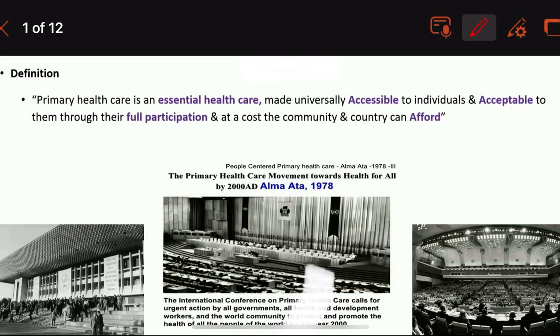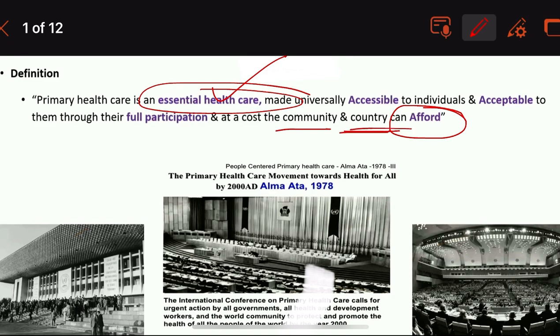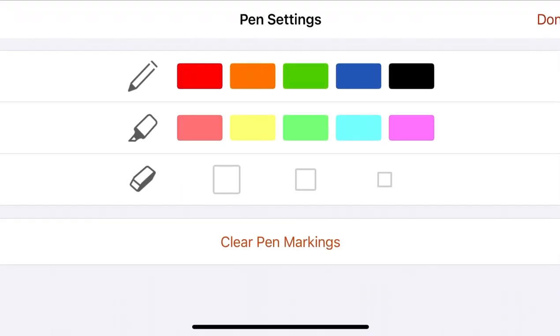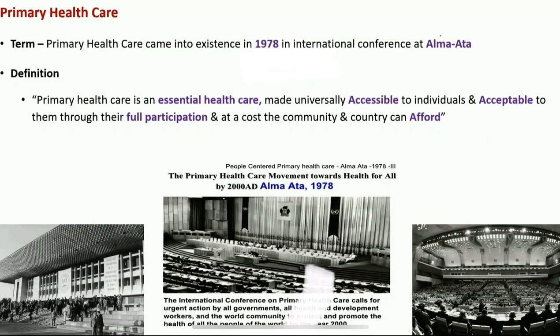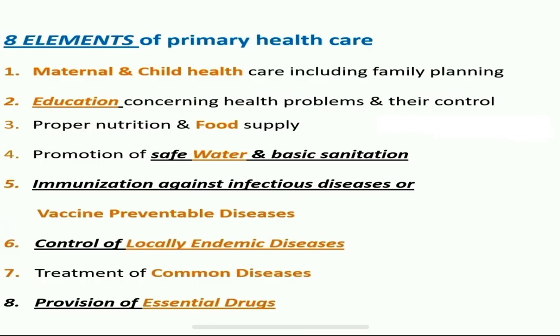So the healthcare should be such that it is affordable by the community as well as the country. It should be made easily accessible to the individuals, and they have to accept it by their full participation. This was all about the definition. Very clear with it. Next, moving on to the elements of primary healthcare.